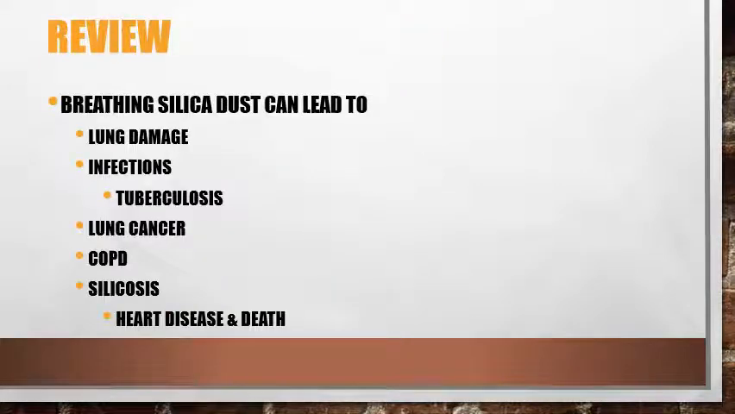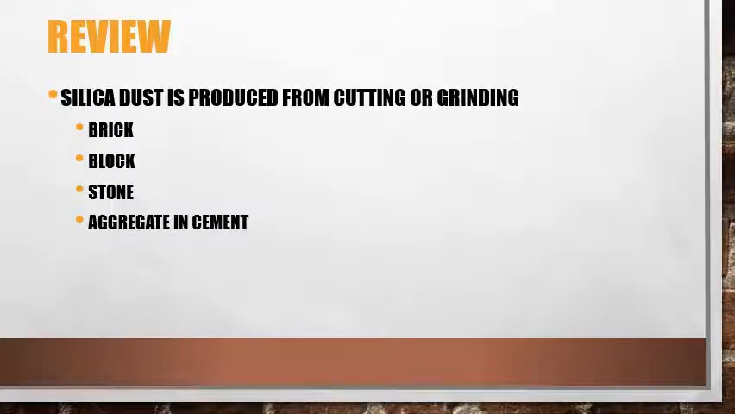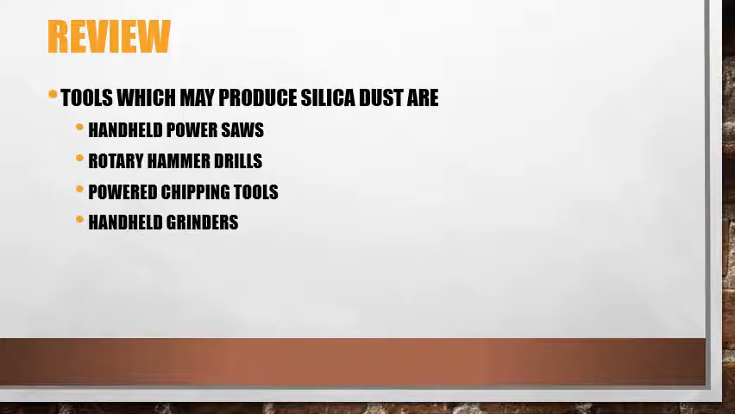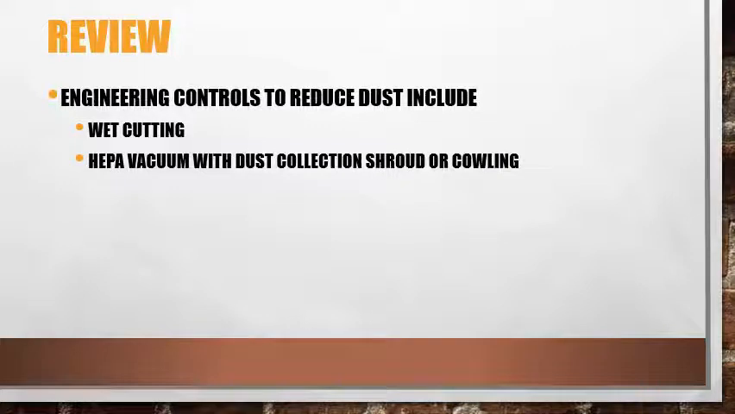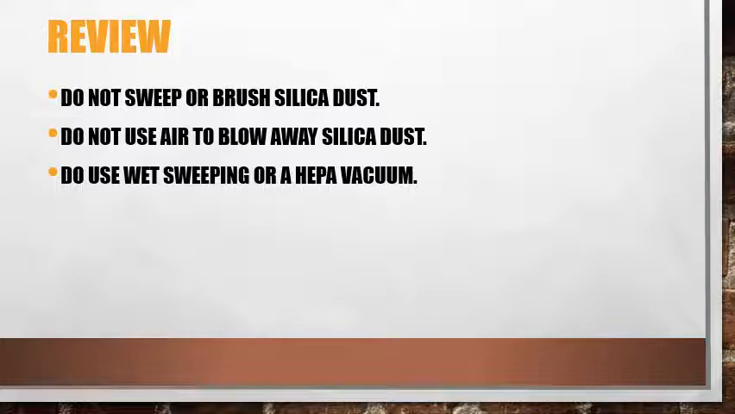Let's review. Breathing silica dust can lead to lung damage, infections, tuberculosis, lung cancer, COPD, silicosis, heart and kidney disease, and death. Silica dust is produced from cutting or grinding brick, block, stone, or the aggregate in cement. Tools which may produce silica dust are handheld power saws, rotary hammer drills, powered chipping tools, and handheld grinders. Engineering controls to reduce dust include wet cutting or the use of a HEPA vacuum system with dust collection shroud or cowling. Do not sweep or brush silica dust.